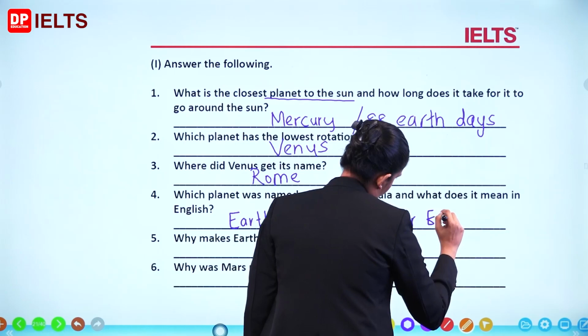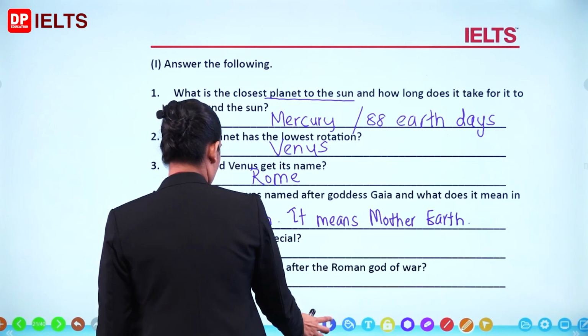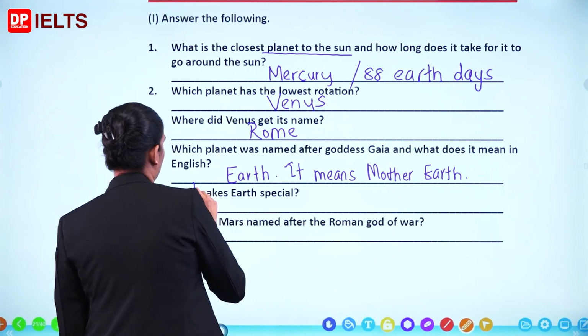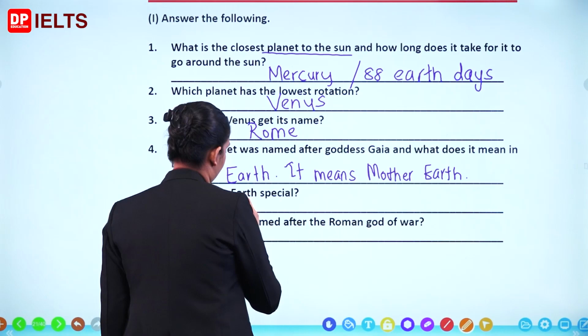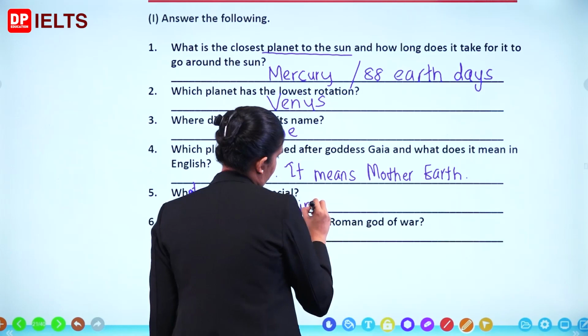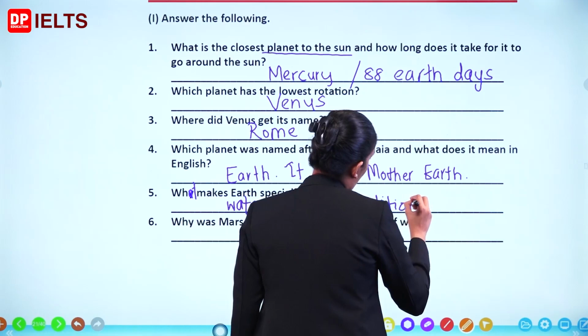Right. So, what makes Earth special? What makes Earth special is water, okay, and also living conditions. So, no other planet has these living conditions and water.